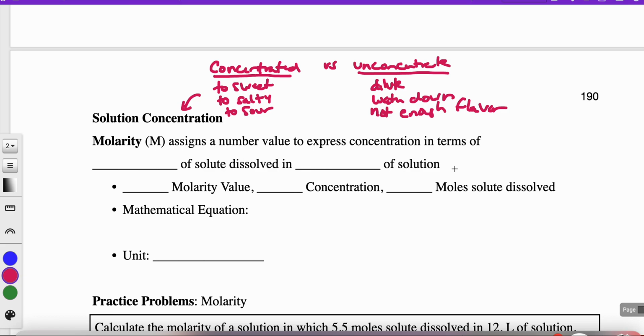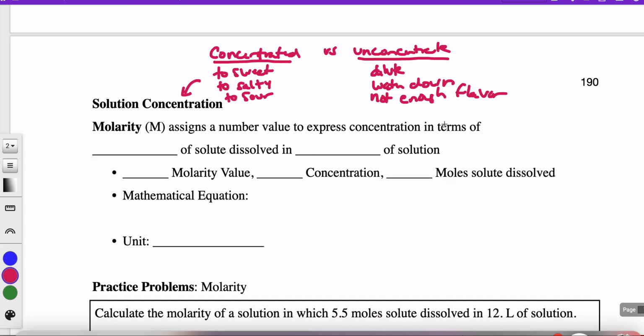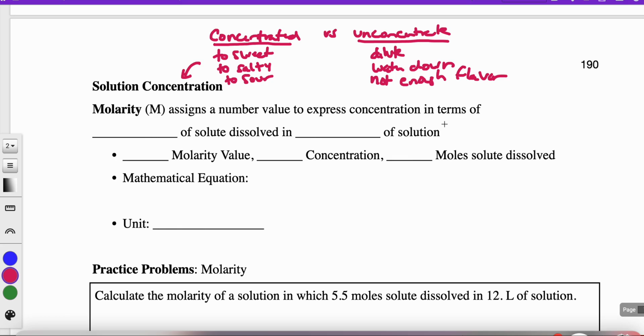We might say add sugar, add salt. But a lot of these ideas of how we describe it are based on personal preference. What is too sweet, too salty, too sour to me may taste just perfect to you or not be enough flavor. So we have to take the subjectiveness away. And so scientists have come up with different ways to represent concentration no matter how it tastes to us.